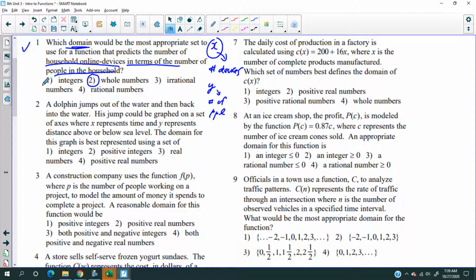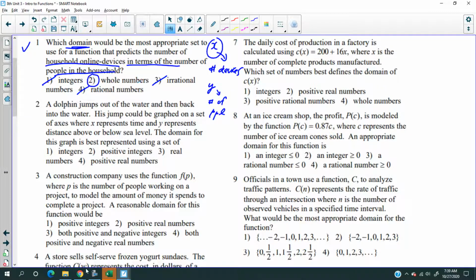Yeah, you can't have a negative number of devices, right? That would make no sense, right? Irrational, why not irrational numbers? Because they're non-terminating, non-repeating decimals. And rational numbers, why not rational numbers? Yeah, the fractions. What, you have 1/3 of a device? Even if you do Words to Share, you don't give someone 1/3 of your device, right? So that's how you do these.